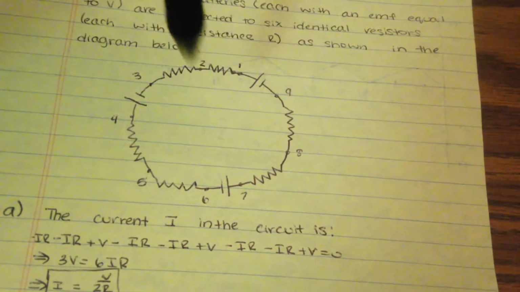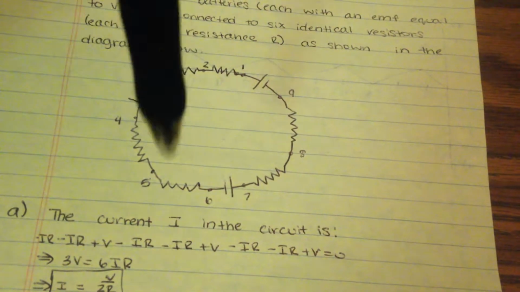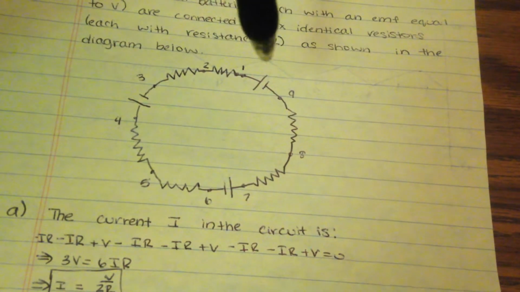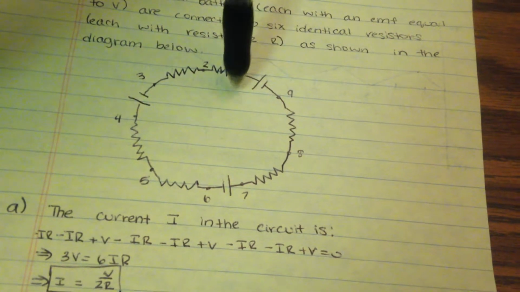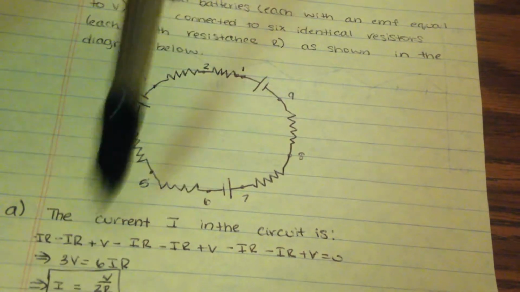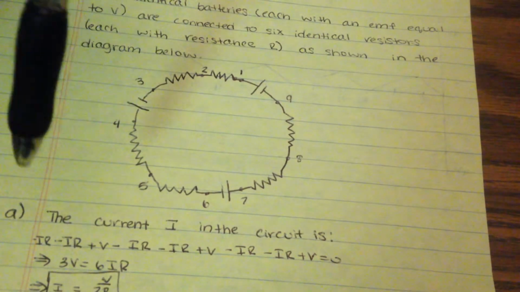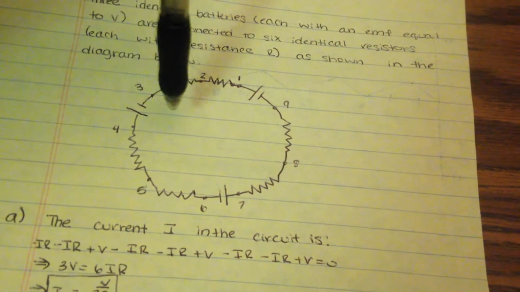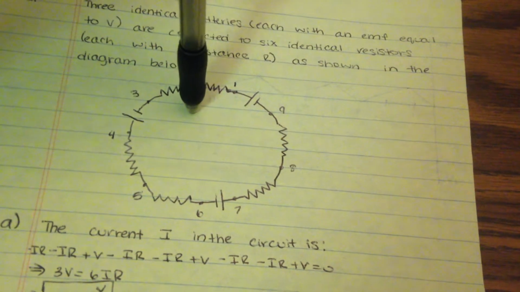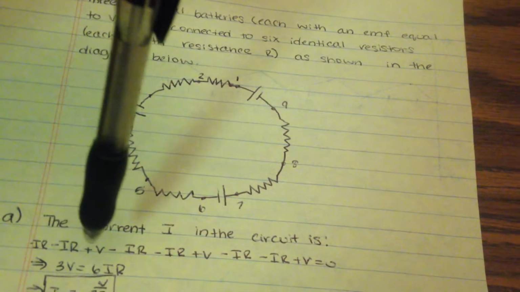So the first question wants you to find the current I in the circuit. It doesn't really matter which way you go around the circuit, but you just have to be wary of the sign. So the potential difference between 2 and 1 would be negative IR, between 2 and 3 would be negative IR as well. But when you pass over a battery, depending on which way you go, it'll be either positive V or negative V. So in this case, I just choose negative IR plus V.